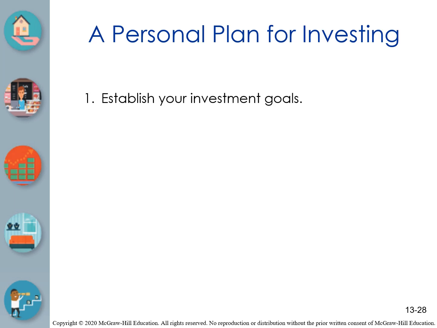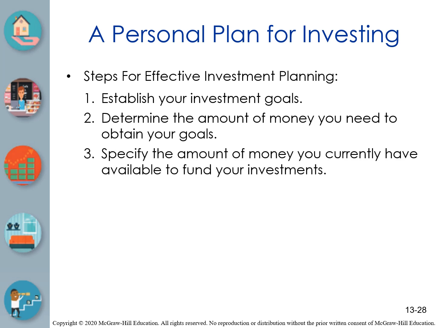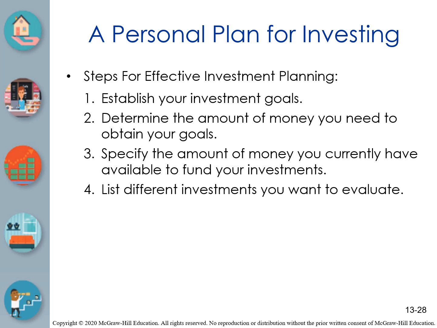So you have a personal plan for investing. Again, establish your investment goals, back to what we were saying before. Determine the amount of money you need to obtain your goals, meaning, do you want to retire when you're 60 years of age? How much are you going to need to last you through your golden years, assuming you'll live another 20 years, for example, or 25 years, etc.? Right? So specify the amount of money you currently have available to fund your investments. Start small and go forward from there.